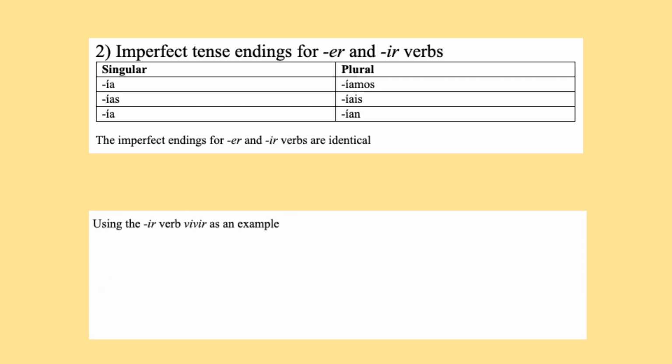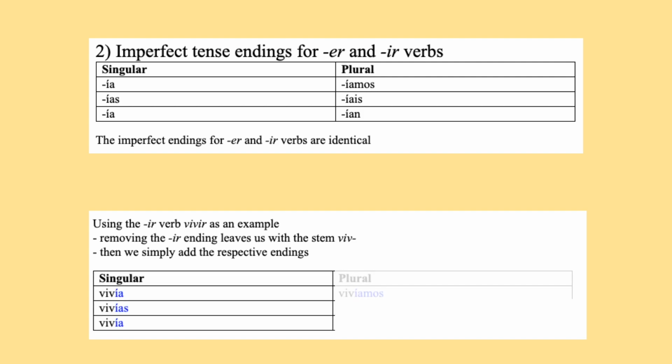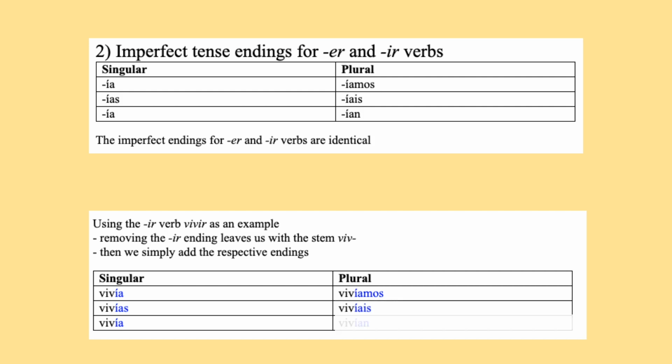And now, using the IR verb vivir as an example, we remove the infinitive IR ending. This gives us the stem viv. And to this stem, we again simply add the respective endings we see above. Vivía, vivías, vivía, vivíamos, vivíais, vivían.